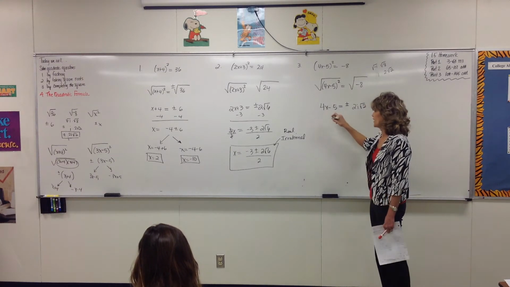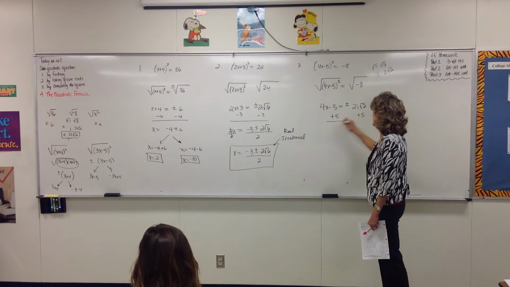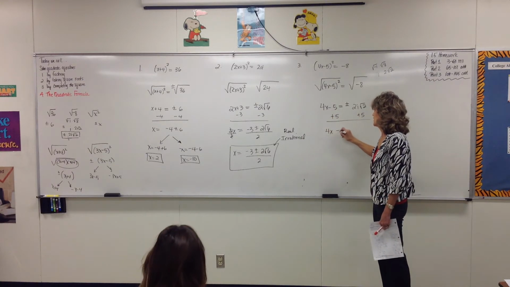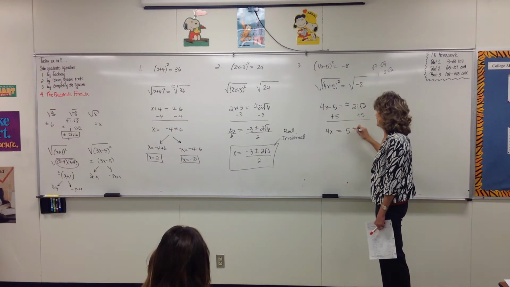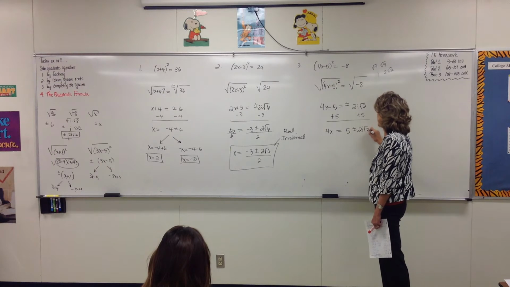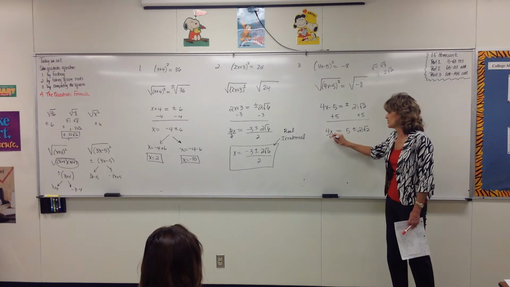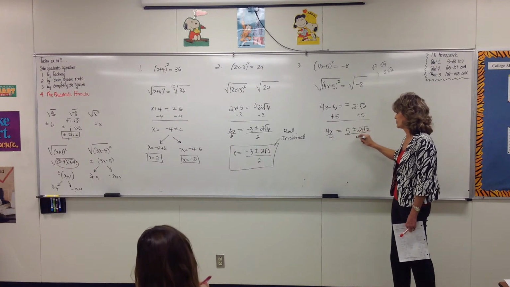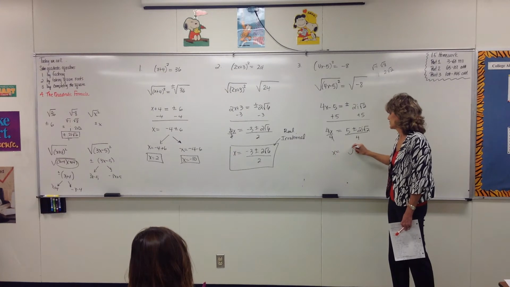Then solve for x, so undo subtraction, add 5 to both sides. 4x equals, start here, 5 plus or minus 2i square roots of 2. Then to finish, divide everything by 4. So x equals this.